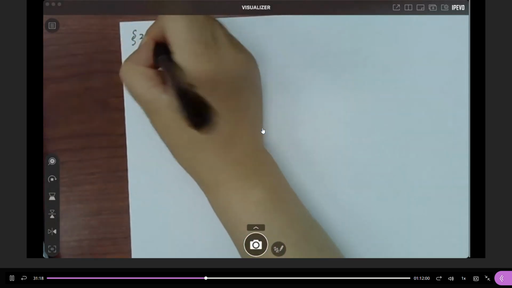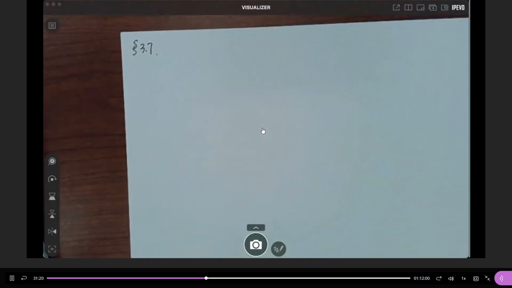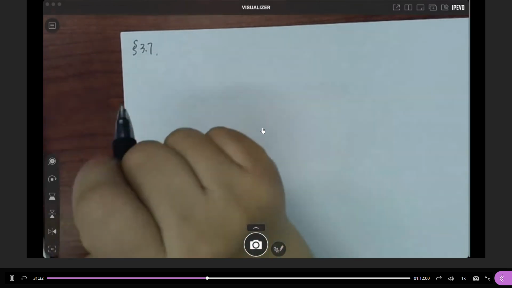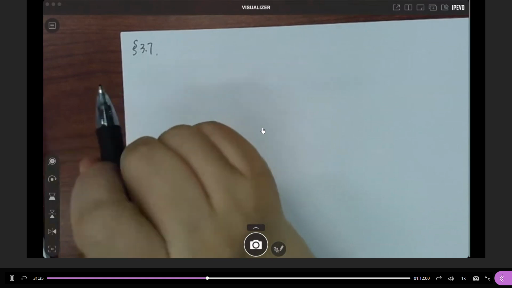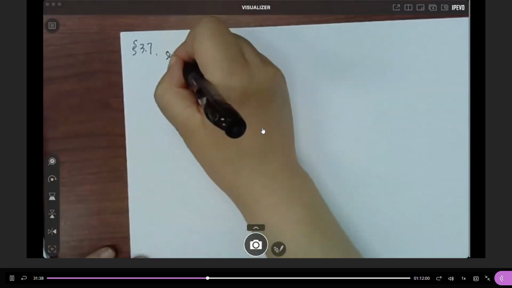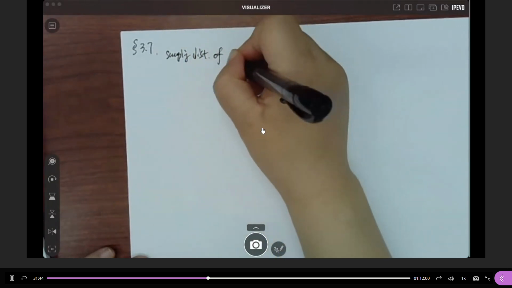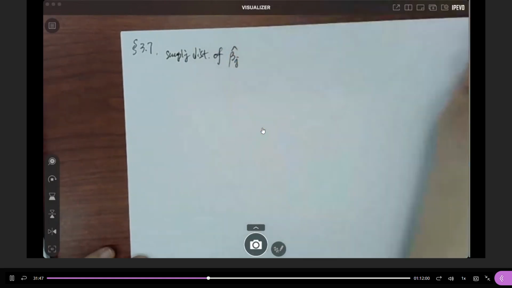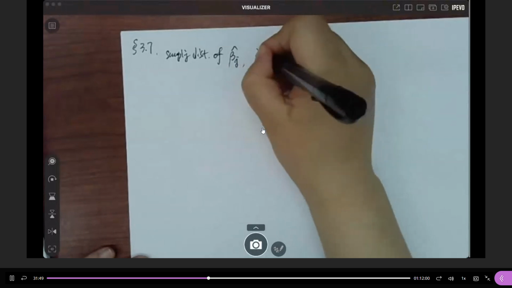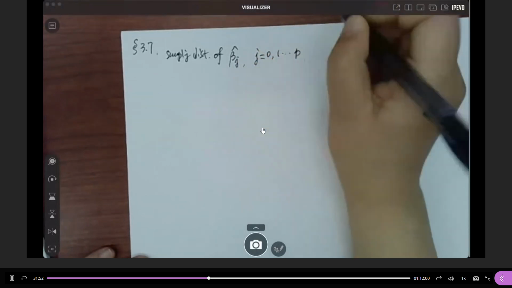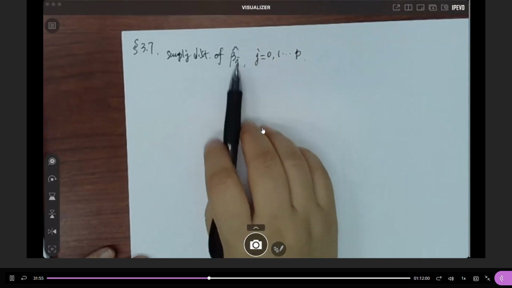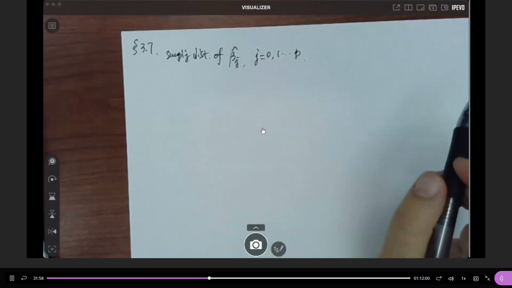So next we enter section 3.7. Once we have the estimate for sigma squared, we can talk about the sampling distribution for beta hat, right? We have beta 0 hat, beta 1 hat, all the way to beta p hat. So what is the sampling distribution of beta j hat, j equal to 0, 1, ..., p?